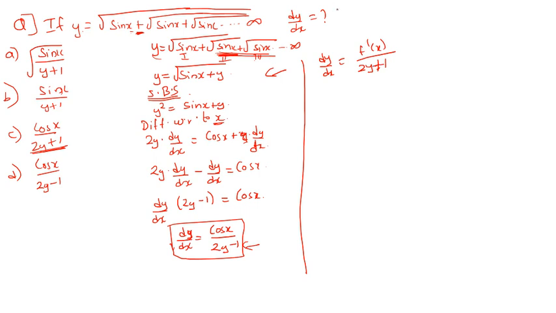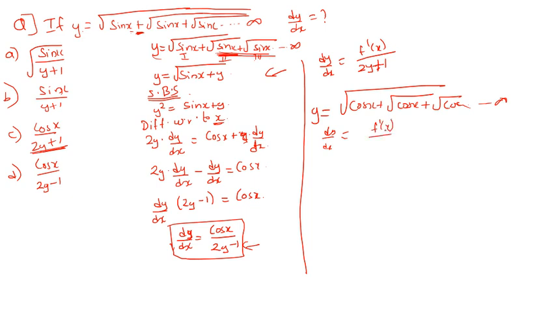So now this is your homework question. Y is equal to root of cos x plus cos x plus cos x up to infinity. You need to find dy by dx. What you have to do, just find this f dash of x, and this will be 2y minus 1. That's it. This is so easy. It's so easy to solve this kind of questions.